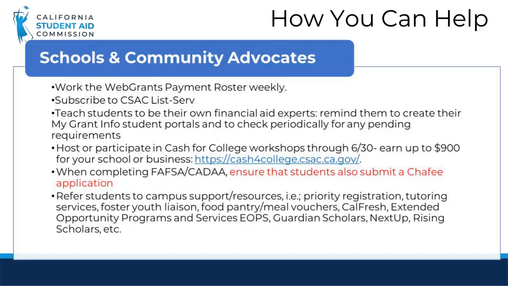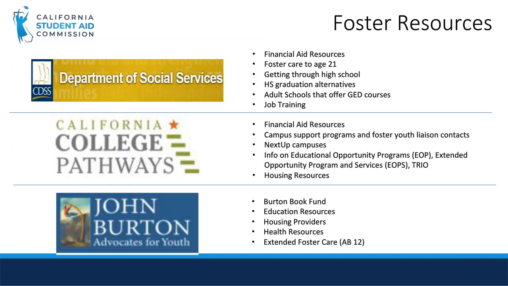Please remind students to complete a Chaffee application. When we ran a recent query, there were 2,700 confirmed foster youth who submitted a FAFSA and DREAM Act application but had not submitted a Chaffee app. Finally, please know your campus and community resources and refer your foster students. Some campuses offer support programs via referral for CalFresh, Extended Opportunity Programs and Services, Guardian Scholars, Next Up, and others. These organizations provide comprehensive resources for foster youth. Department of Social Services, California College Pathways, and John Burton Advocates for Youth offer financial aid resources and education support.